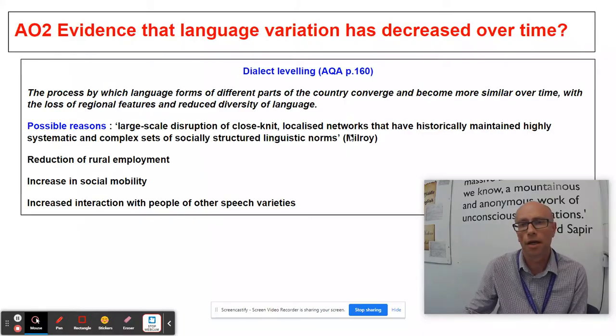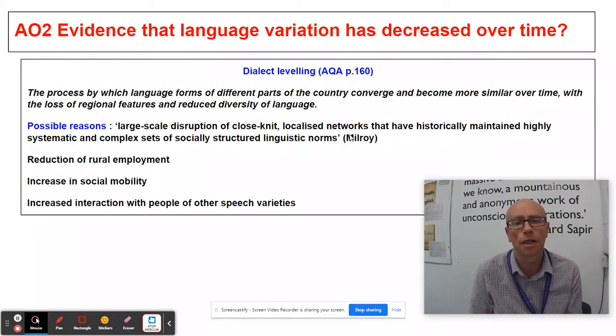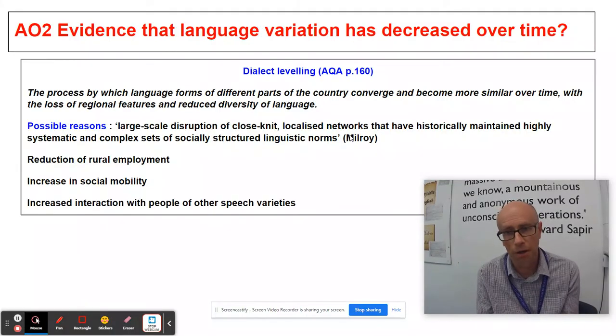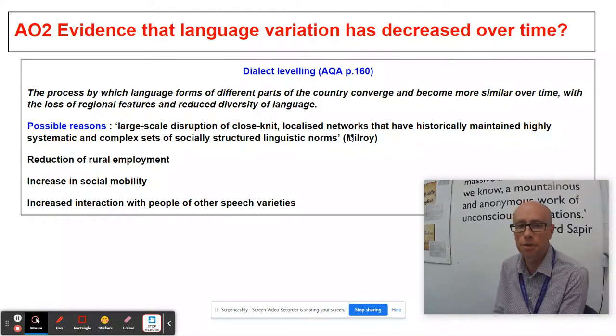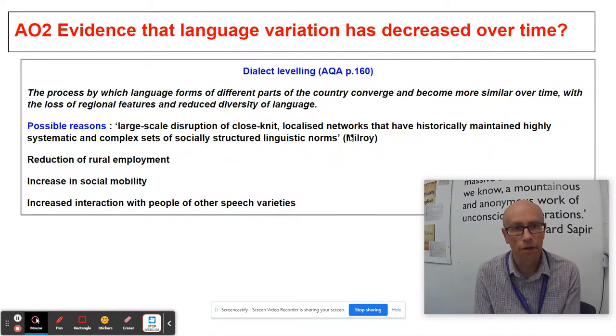So we've got this idea of dialect levelling, which I mentioned before, and the sort of posh definition of this, and this is taken direct from the textbook, is the process by which language forms of different parts of the country converge and become more similar over time with the loss of regional features and reduced diversity of language. So it's the idea that people living in sort of remote rural areas, we no longer have those very distinctive forms that we might have heard in, let's say, North Yorkshire villages 100 years ago. And so there are lots of reasons for this.